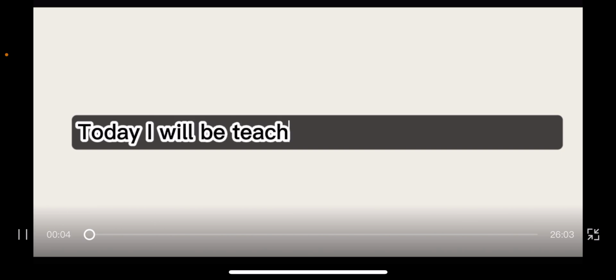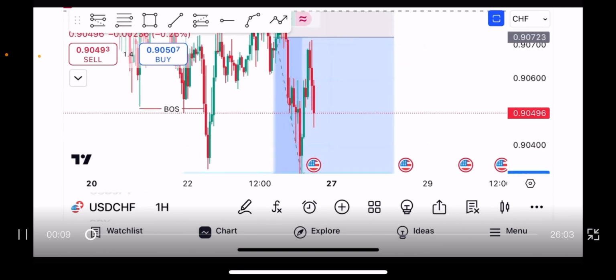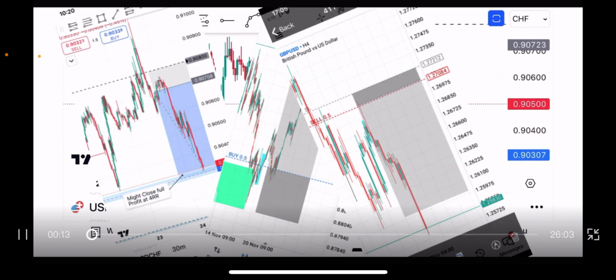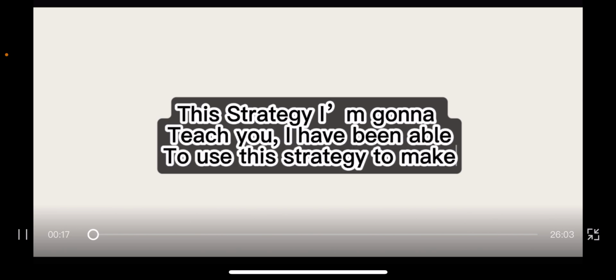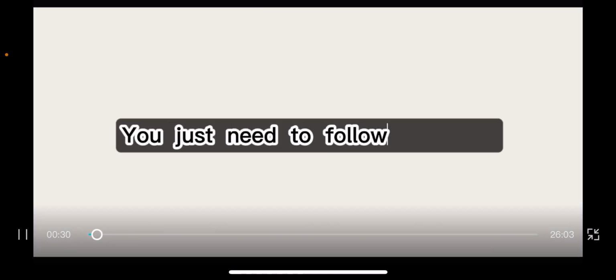Today I'll be teaching you guys how to cash trades like this using only market structure, right? And this strategy I'm going to teach you, I've been able to use this strategy to make money out of the market, and you too can do it because the strategy is very mechanical and it's very easy to apply. You just need to follow the rules.